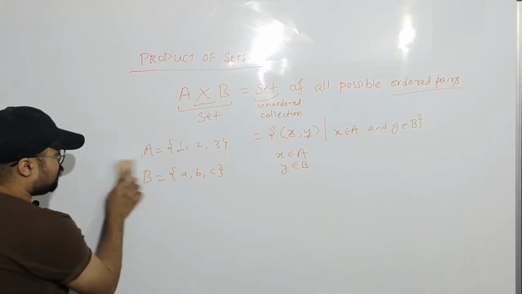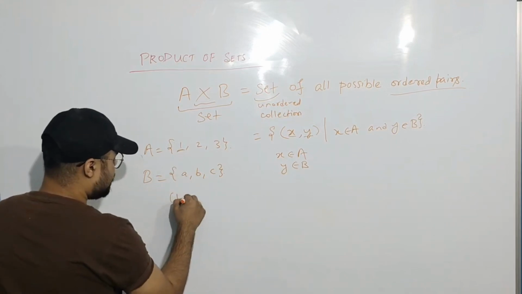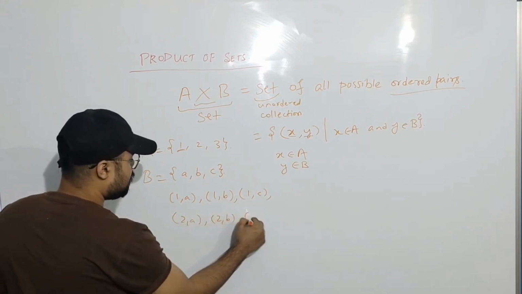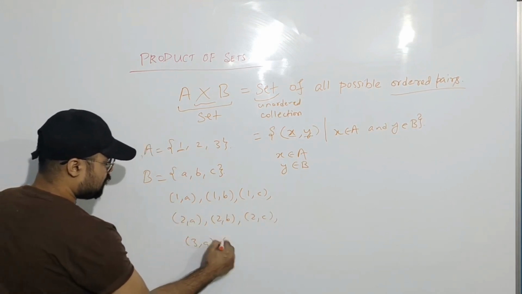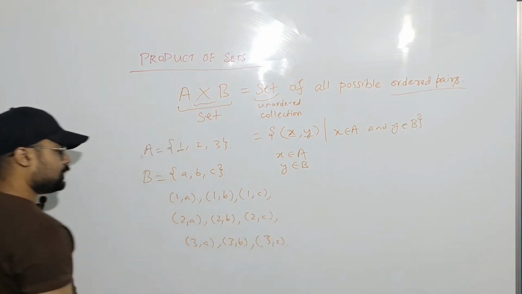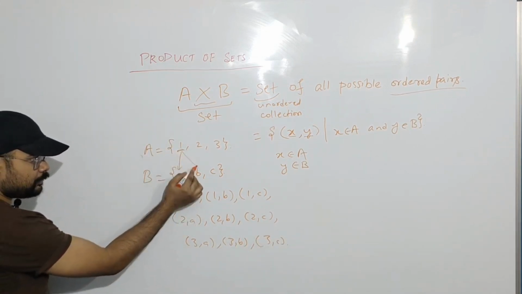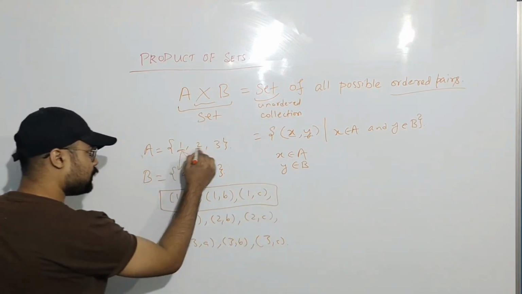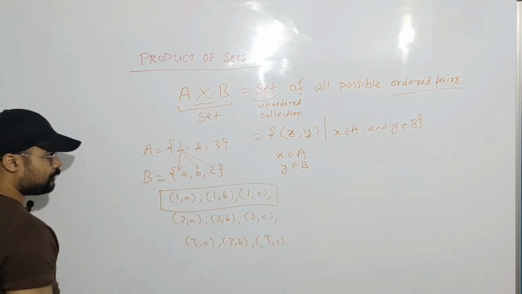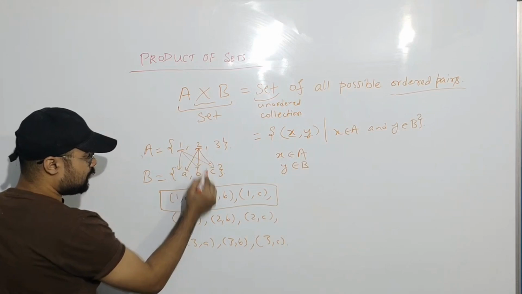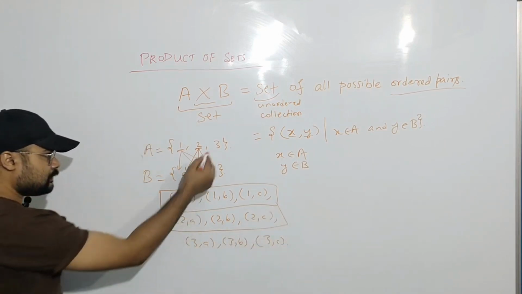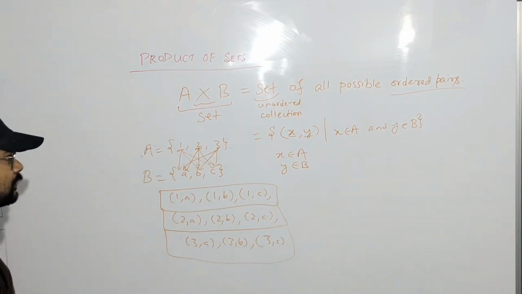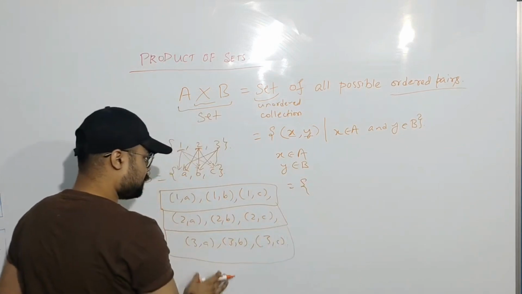So all possible ordered pairs are 1 and a, 1 and b, 1 and c, 2 and a, 2 and b, 2 and c, 3 and a, 3 and b, 3 and c, right? Each element of A has to be paired with each element of B. So 1 is paired with a, b, c. Similarly, 2 will be paired with a, b, and c, and 3 will be paired with a, b, and c. So the set A cross B will be equal to all of these elements.